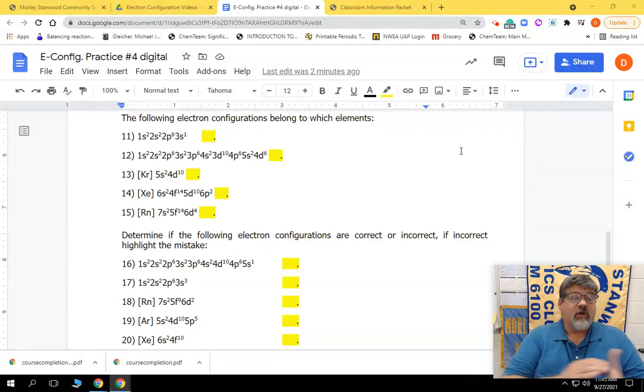Hey everyone, we're going to go finish up practice number 4. So this is electron configuration practice number 4, problems 11 through 20. I got interrupted again, so I had to cut it in half, and so there we go. We're going to start right off with number 11.